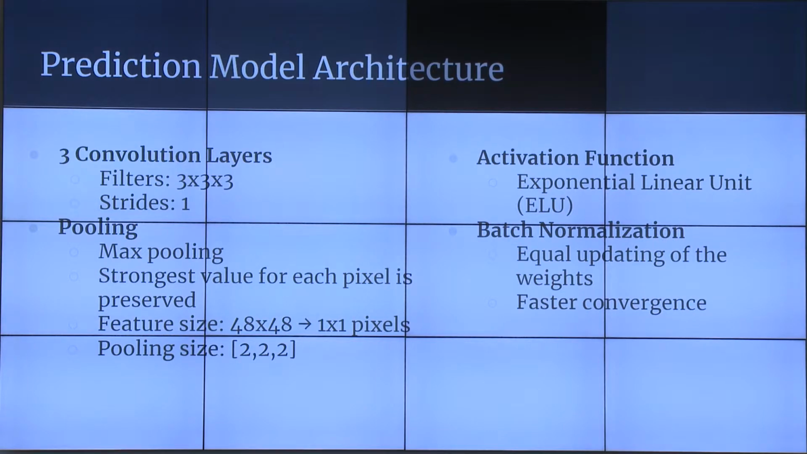Our prediction model is a 3-dimensional convolutional neural network with 3 convolution layers with 3 by 3 by 3 filters. The pooling method that we used was max pooling. Every time the model would go through the convolutions, the max pooling method would keep the strongest value for each pixel, and it reduced the feature size from 48 by 48 to 1 by 1 pixel. For our activation function, we use the exponential linear unit, or ELU function. We also used batch normalization in all of our layers, since it allowed for equal updating of the weights, and it allowed our model to converge at a faster rate.